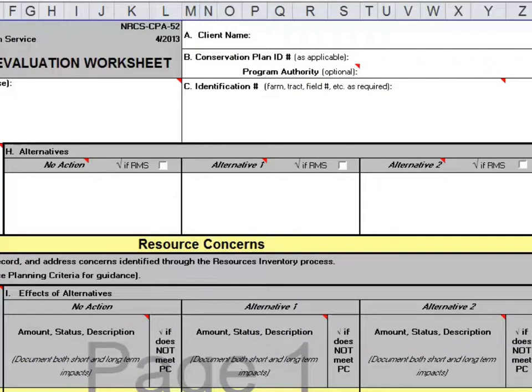assistance. It should answer the question of what impacts are likely to occur under the landowner's current and planned management strategies without implementation of a federally assisted action.